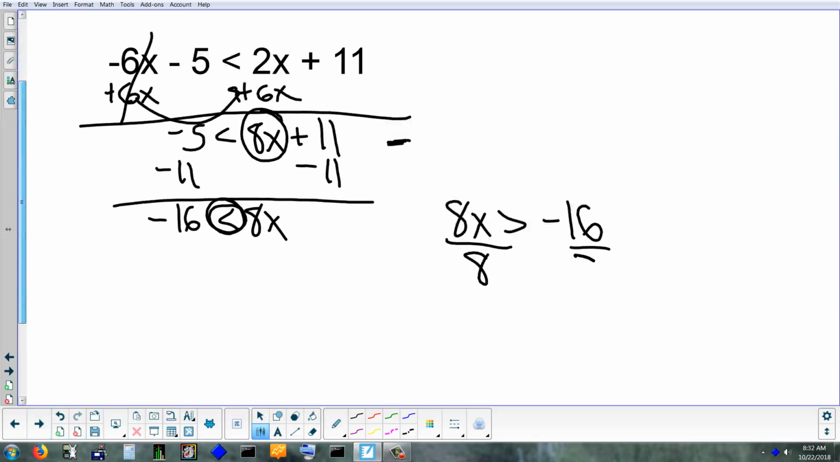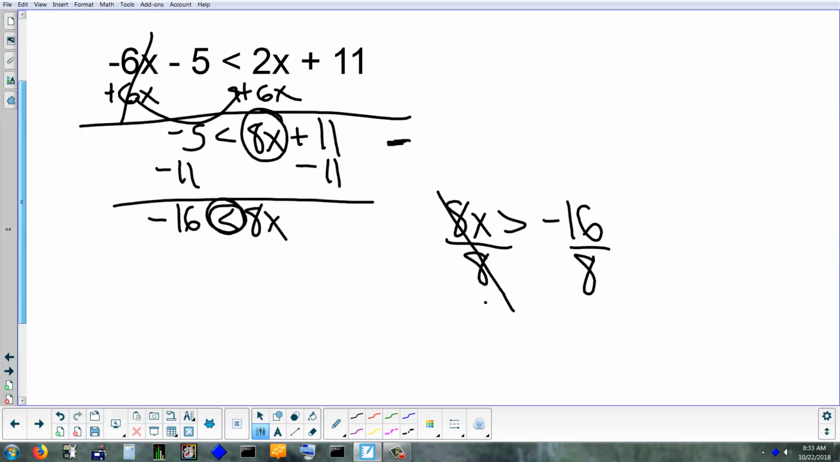Now, question. Do I need to flip the sign? Chris is saying, no, Mr. Roy. Okay, why? Because you're not dividing by a negative. Yes, I know that negative 16 is negative, but I'm not physically writing negative 8, negative 8. Unless you're actually dividing by a negative, you don't flip the sign. If there's already a negative there, it doesn't matter.